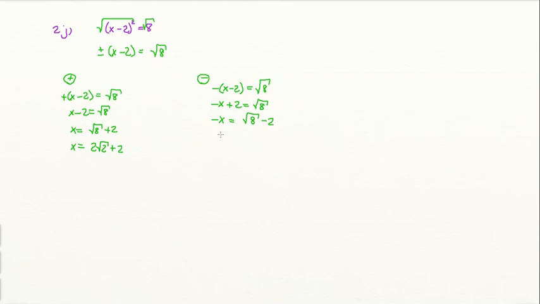And the negative version. Divide by negative 1 or times by negative 1. Again, we have to simplify the root 8. And there's our answers. If you look at them, they're very similar. So I can also write this a little more simply as plus or minus 2 root 2 plus 2. Do not use a calculator. This will be your exact answer.